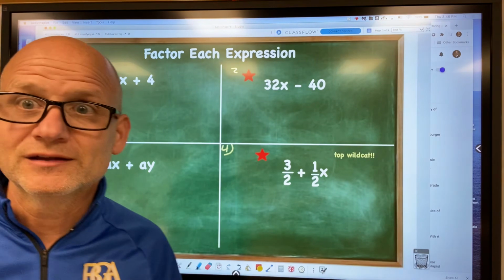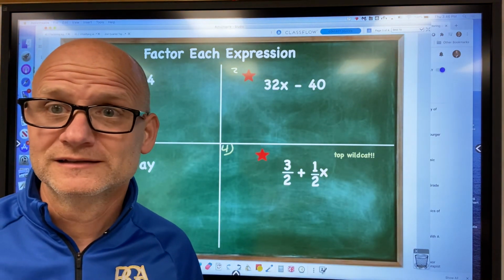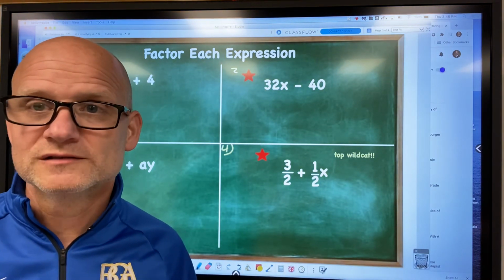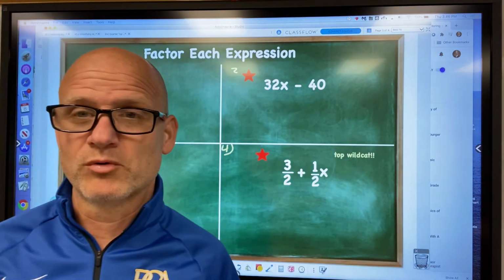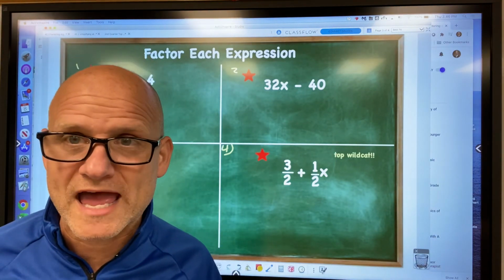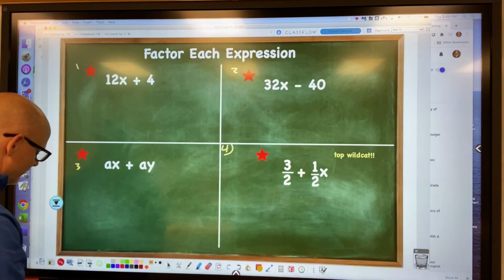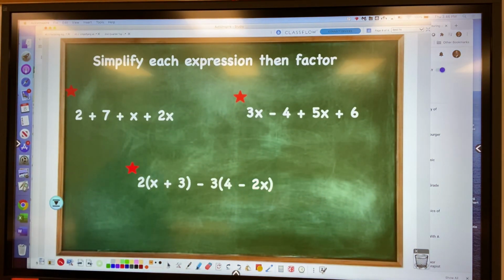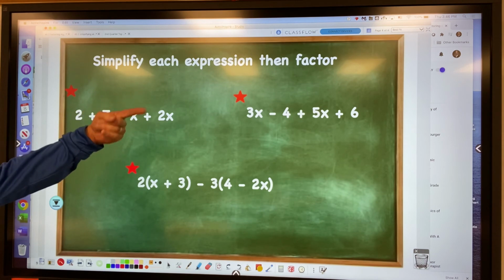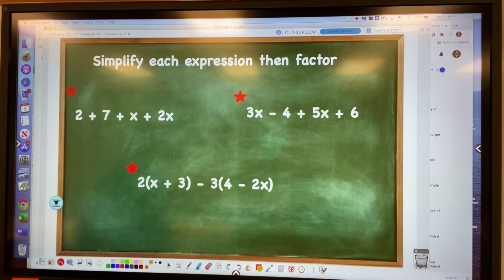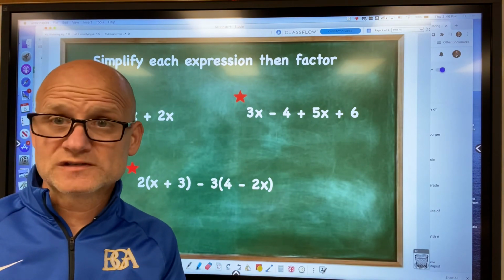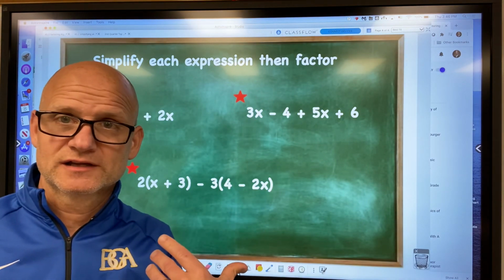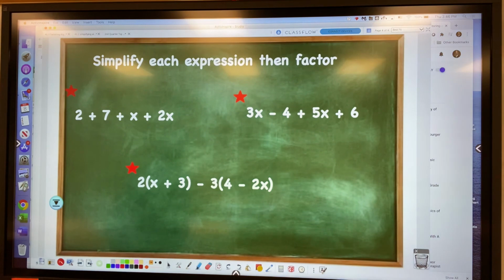So we're going to give this the top Wildcat. Usually it's on your homework assignment, but it's on the video tutorial. So we're going to go over this one tomorrow, and this will count as a point for the second quarter for the top Wildcat. Okay. So I want you to do these 4 problems. And then lastly, it says simplify each expression, then factor. So we've already learned how to simplify. So first simplify, then factor. Okay? So we've got 3 more problems here.